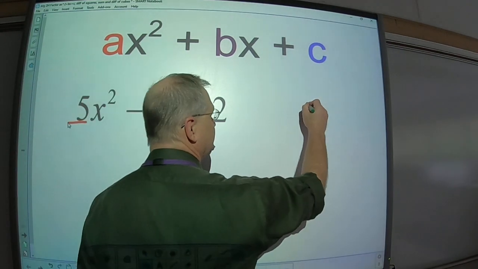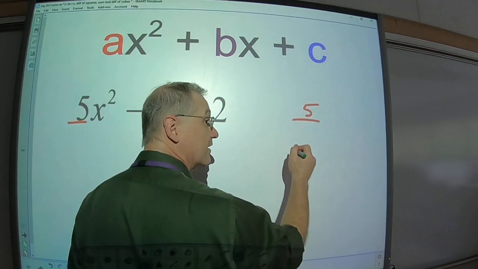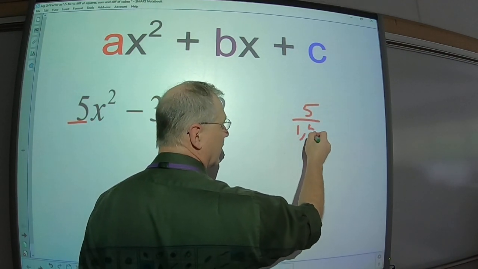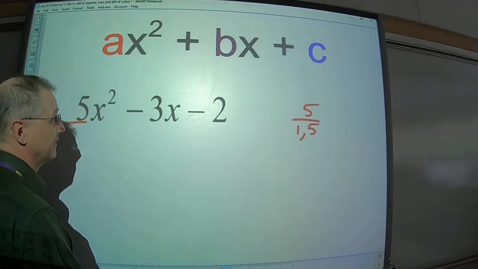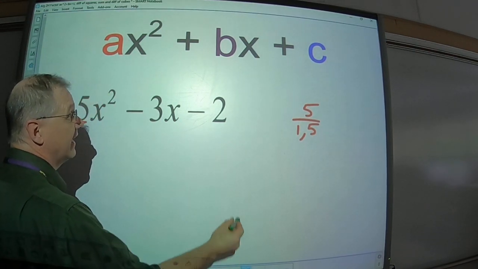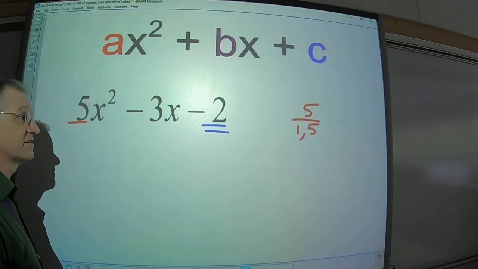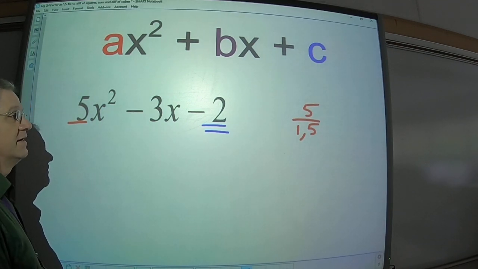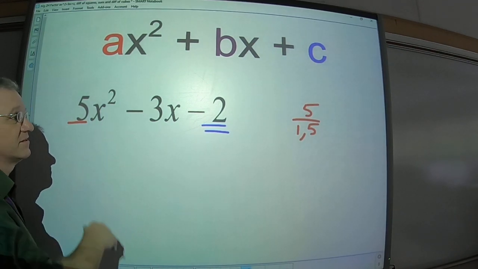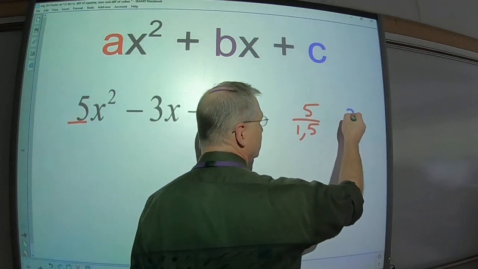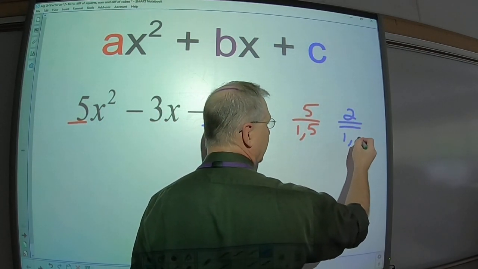So over here I'm going to say 5, and then I'm going to put all the pairs that multiply to 5. Well, it's only one pair. The next thing I notice is that my last term, notice I underlined it twice, in a different color, is a 2. So 2, and the only option for that is 1 and 2.